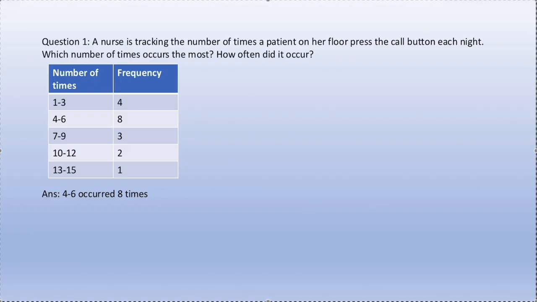And that's how you would interpret down what the chart means. So 10 to 12 was 2 times, 13 to 15 times only happened once. So you look for the number of times with the largest value. You'll notice that 4 through 6 times happened the most. It happened 8 times. So 4 through 6 calls happened 8 times, or 8 nights.